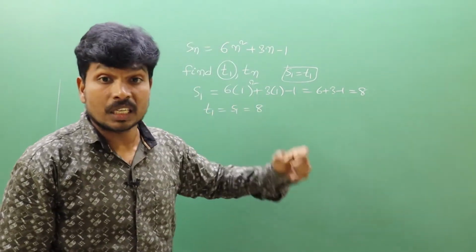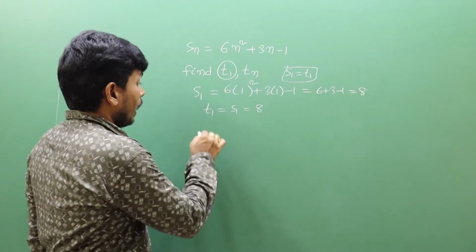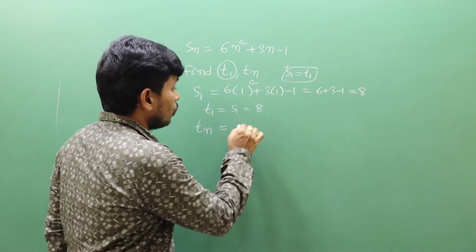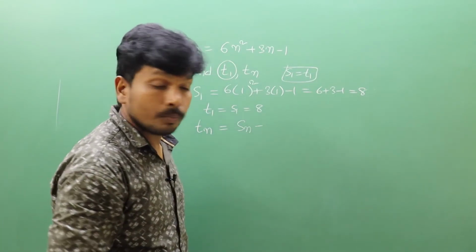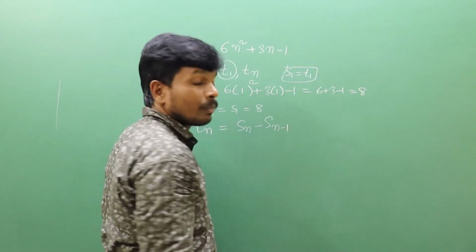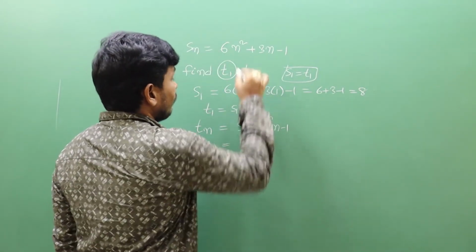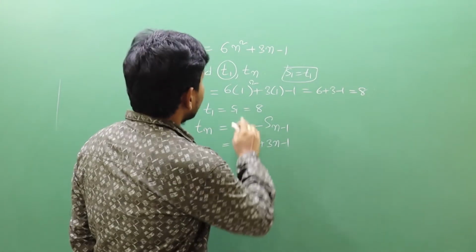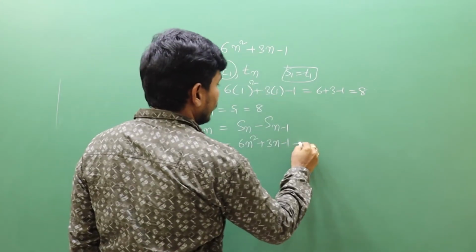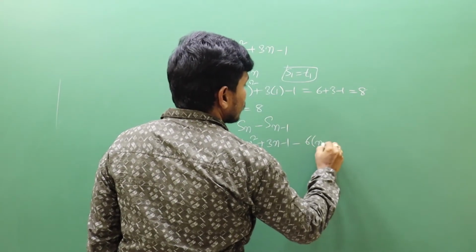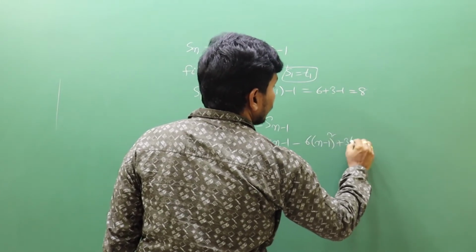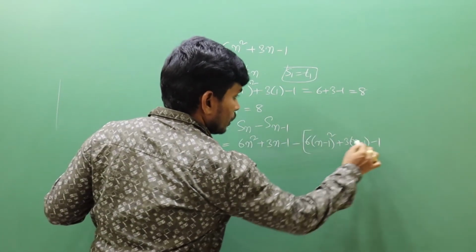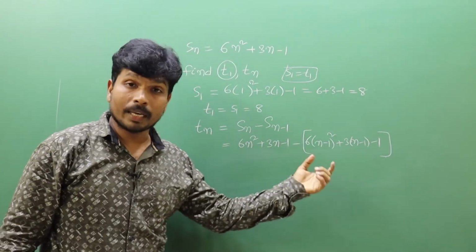Now I want nth term. Nth term Tn is equal to sum of the first n terms minus sum of the first n minus 1 terms. So Sn value is nothing but 6n square plus 3n minus 1. Minus Sn minus 1, which is nothing but 6 of (n minus 1) whole square plus 3 of (n minus 1) minus 1. So here whole bracket Sn minus 1.